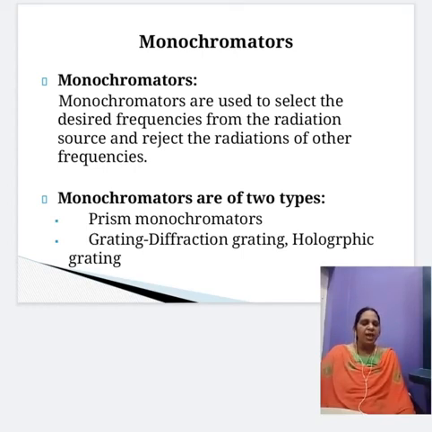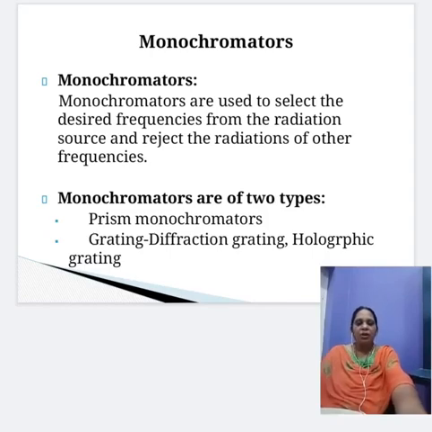What is a monochromator? It is a device used to select the desired frequency from the radiation of a source and reject radiations of other frequencies. Whatever desired frequency we want, it will select that and reject the others. We have two types of monochromators: prism monochromators and grating monochromators. In the grating type, we again have two types: diffraction grating and holographic grating.